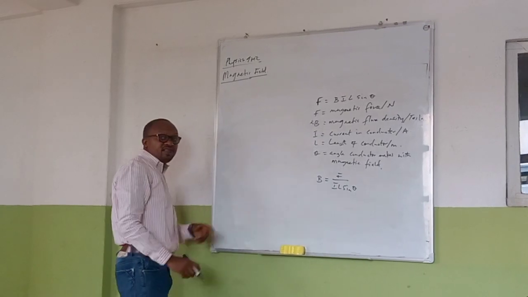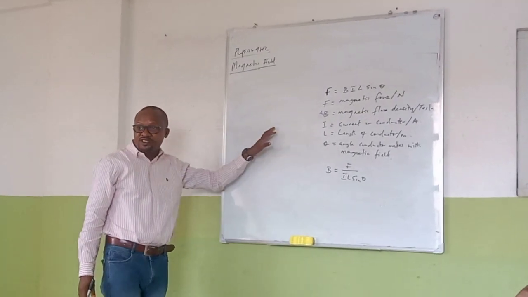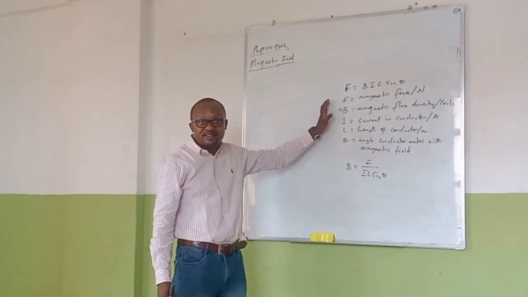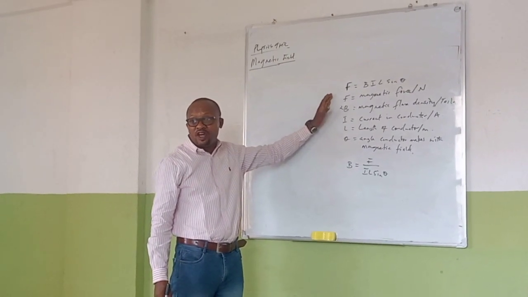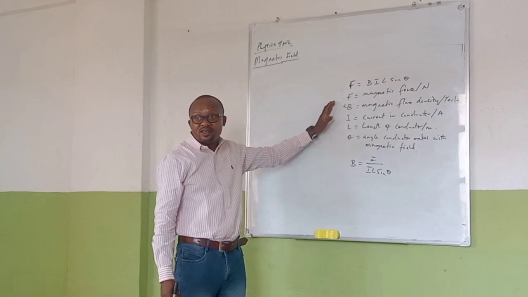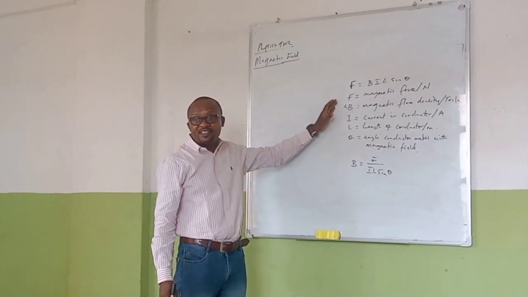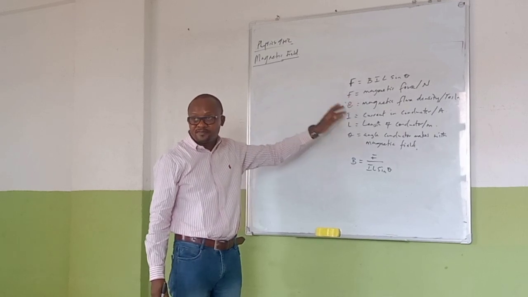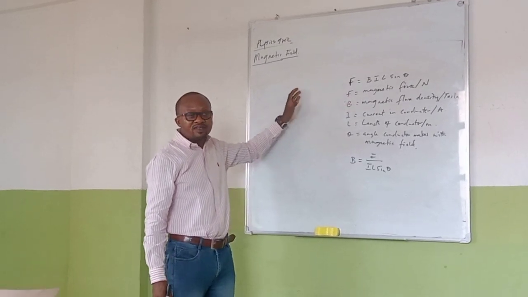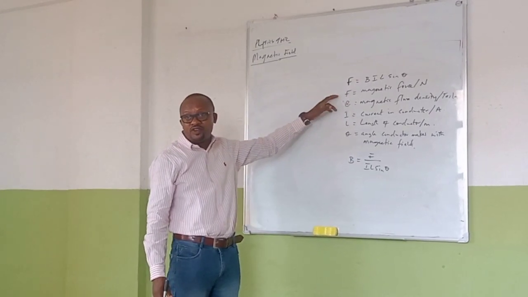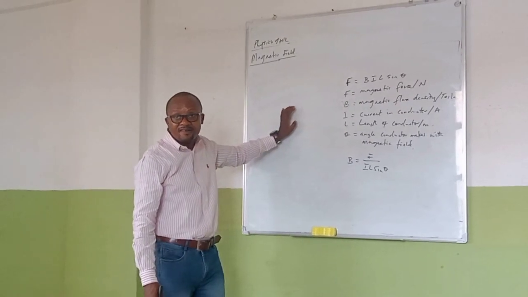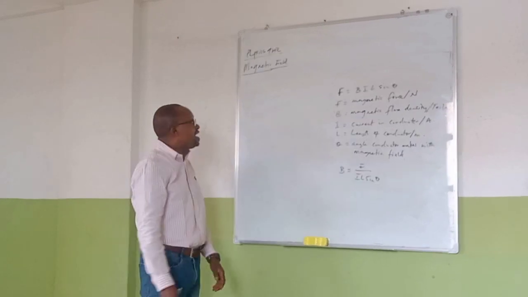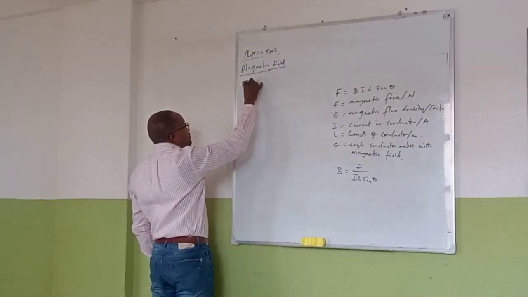So we have now looked at the magnetic force experienced by a straight wire in the field of a permanent magnet. The straight wire can also experience a magnetic force in the field of an electromagnet. So now let's look at magnetic force.